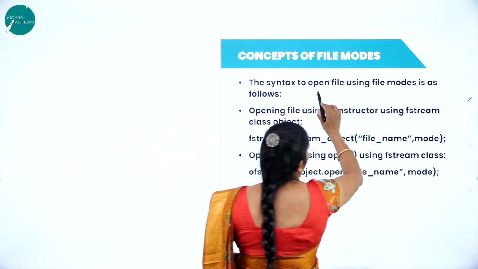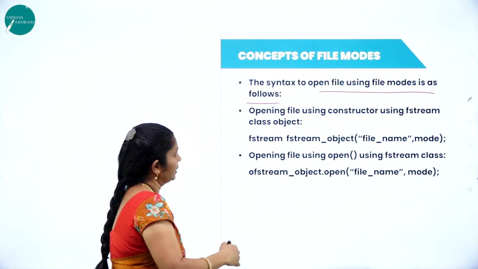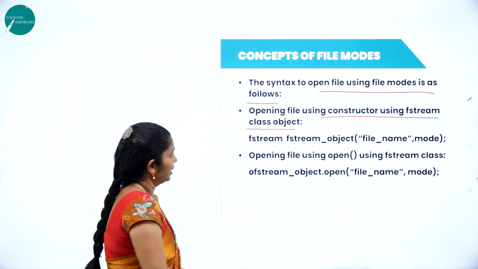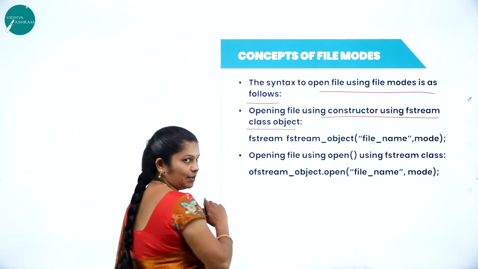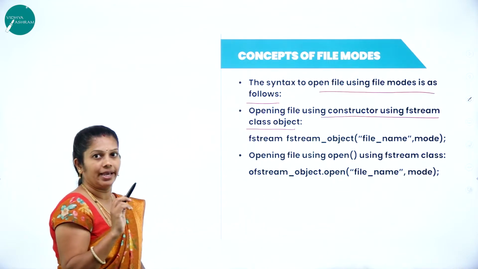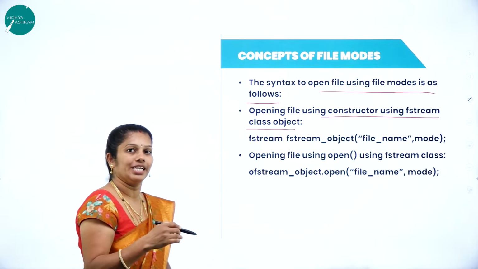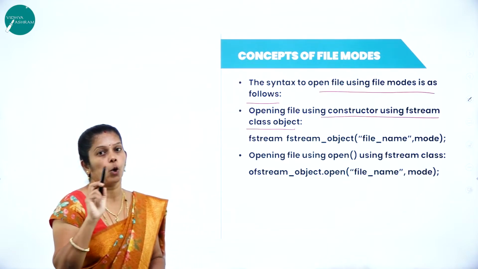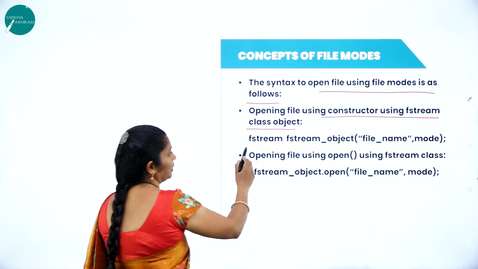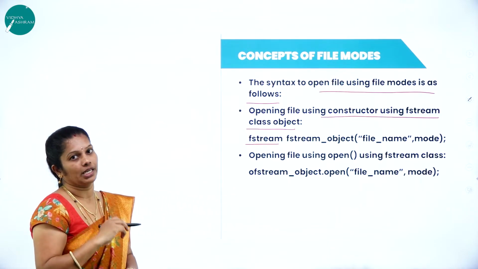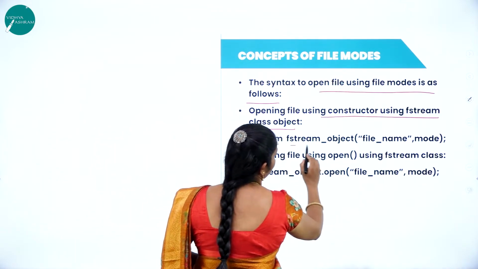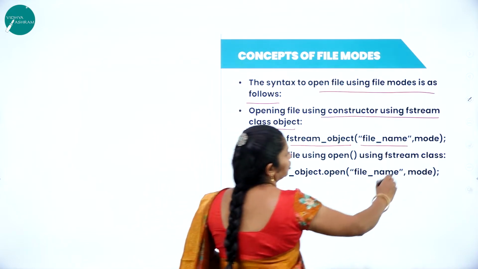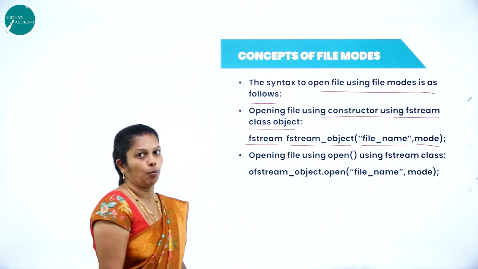The syntax to open a file using file modes is as follows. Opening a file using the constructor with an fstream class object. There, first you have to write fstream. If I write fstream, it is for both input as well as output. If I write ifstream, then only for input. If I write ofstream, only for output. Then the fstream object, inside the double quotes the file name, then you have to mention the mode, for which purpose we are opening.